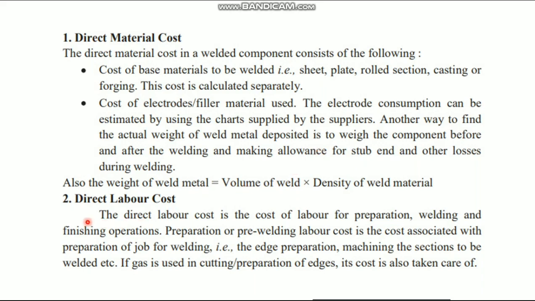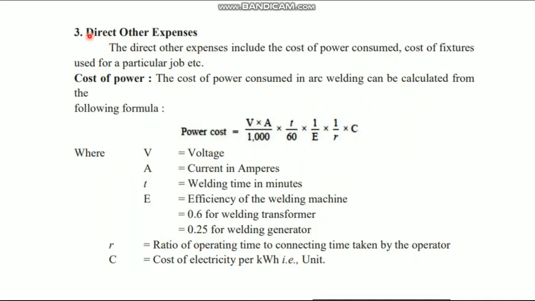Second one, direct labor cost. The direct labor cost is the cost of labor for preparation, welding and finishing operation. So the persons who are doing the operations are called direct labor. The cost required for them is called direct labor cost. Then other direct expenses are mainly the cost of power.